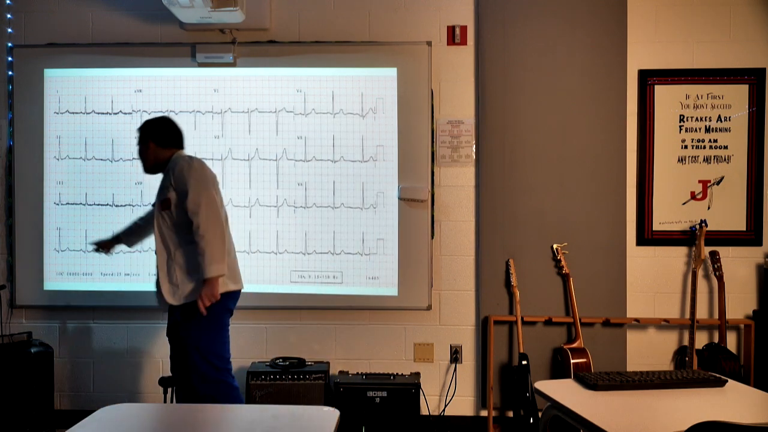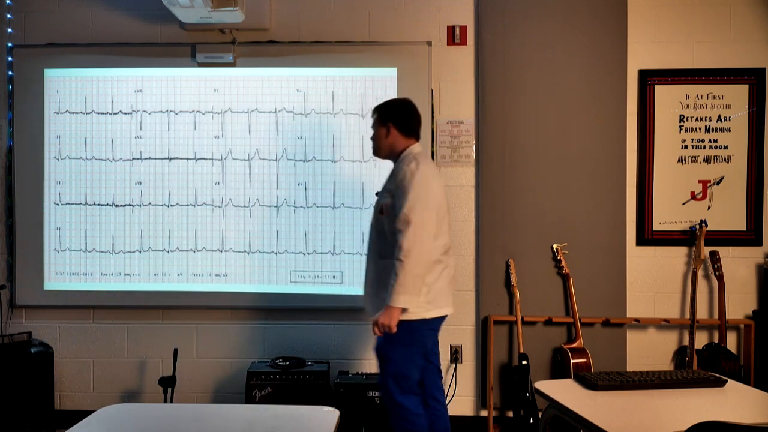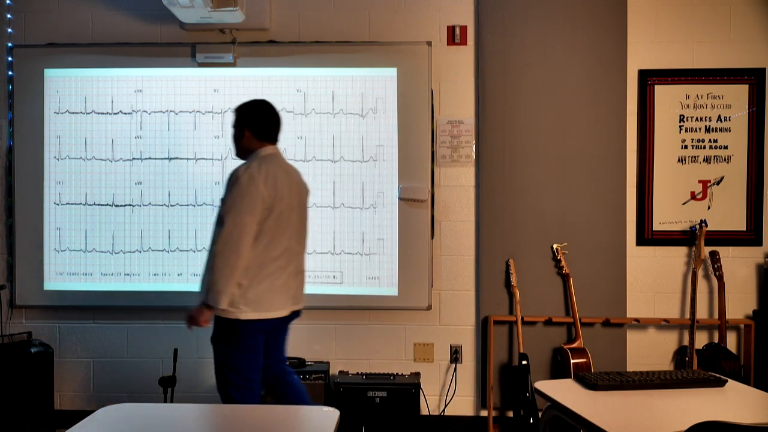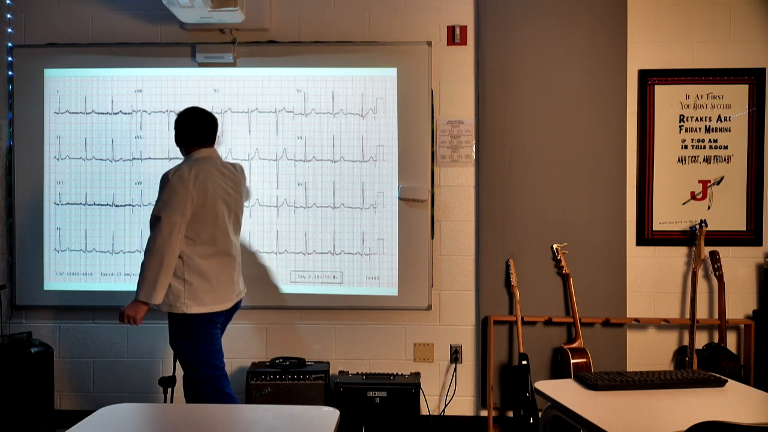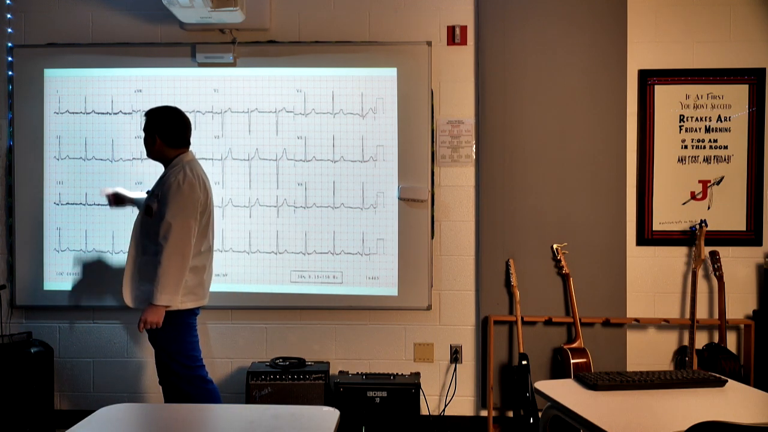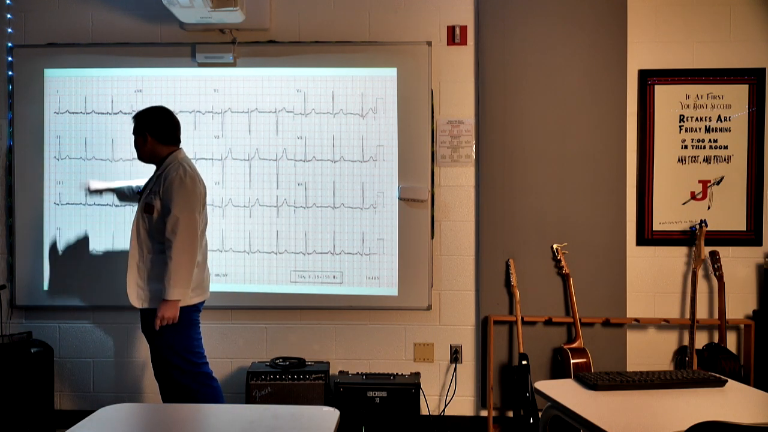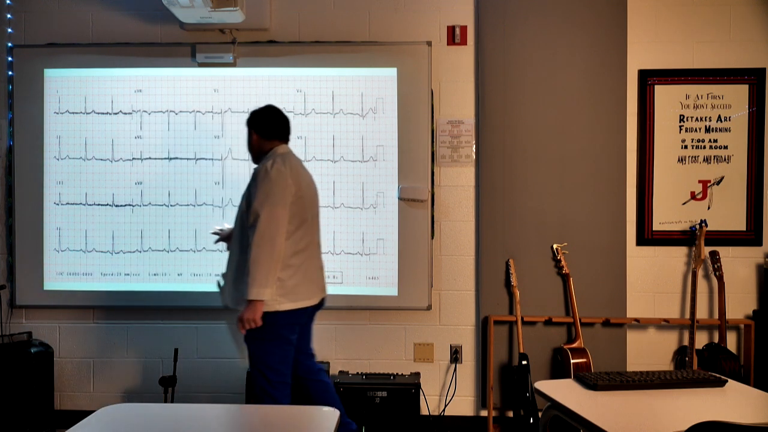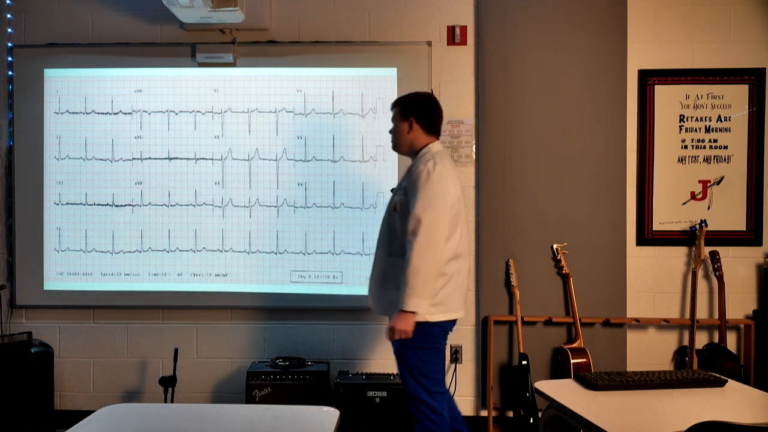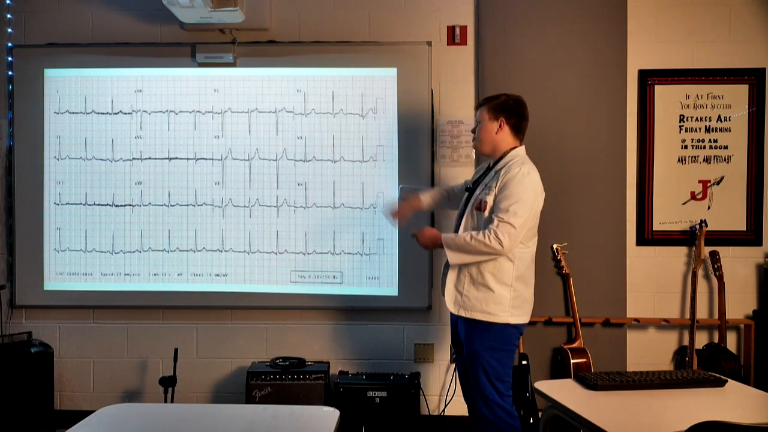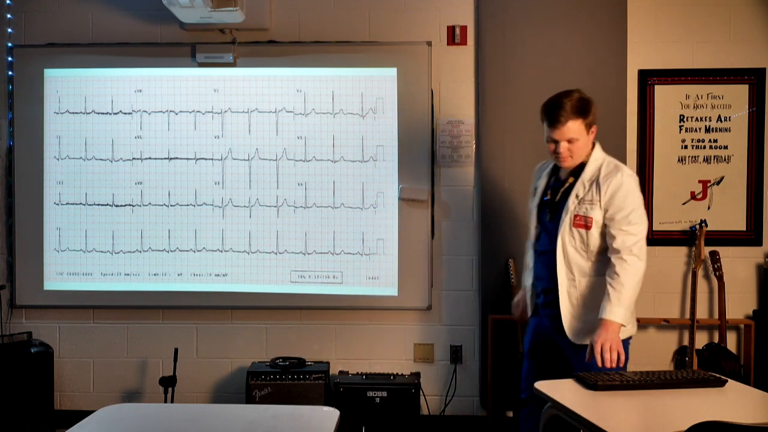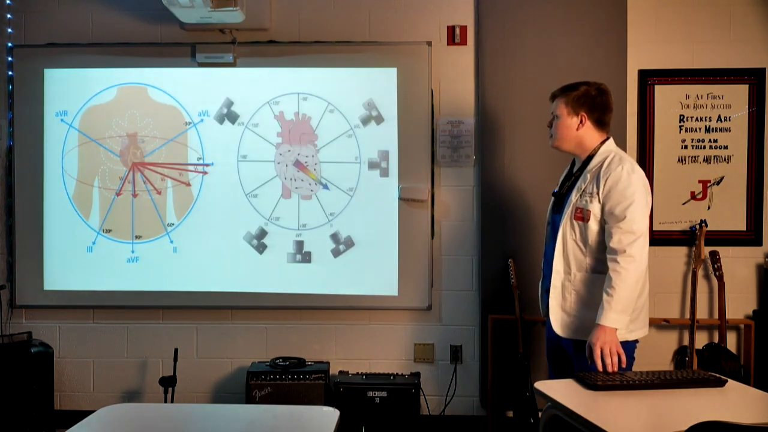And then this bottom row, that's known as the rhythm strip. That's essentially just a long, drawn-out version of one of those leads, usually lead 2, just so you can see those electrical changes over a long period of time, but not have just pages and pages of each individual lead. And we'll go more into that.